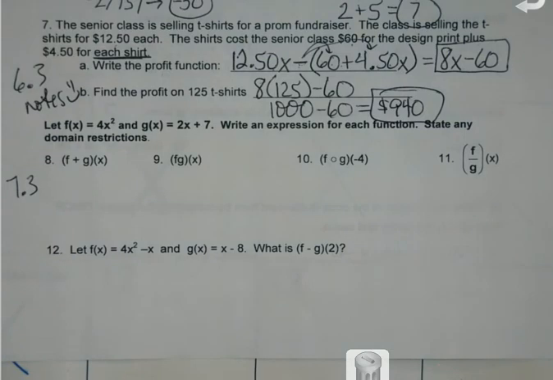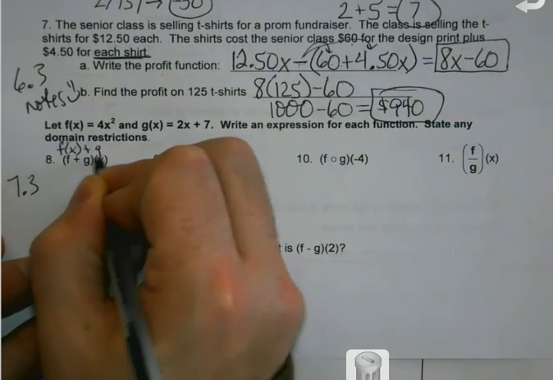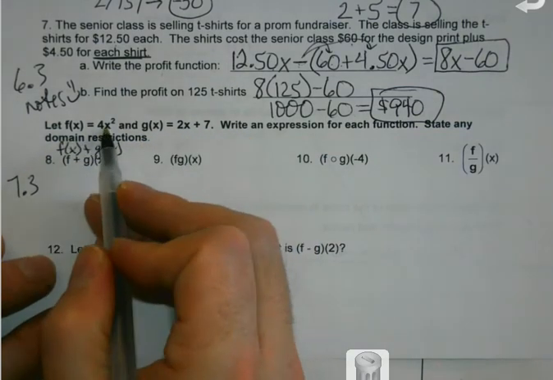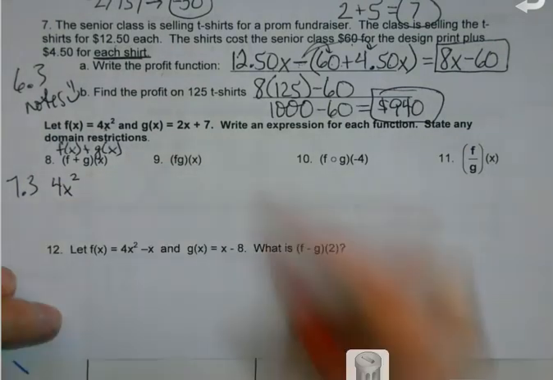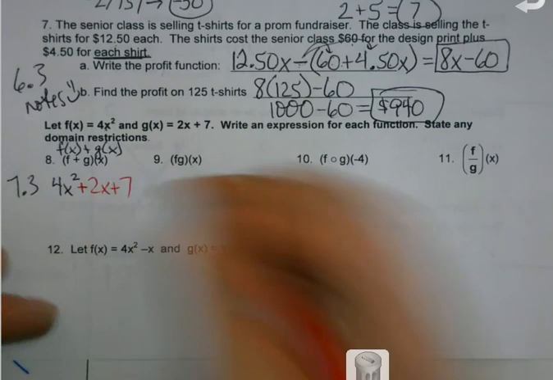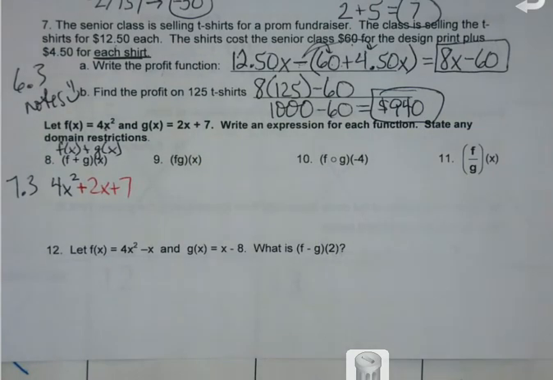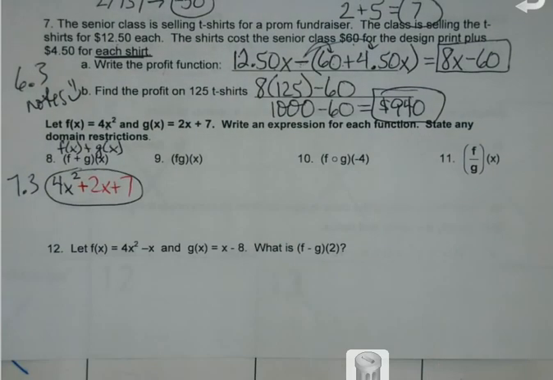And don't let this funky language complicate things for you at all. When you're looking at this, this is just saying take f of x and add g of x to it. In other words, f of x is 4x squared, and g of x is 2x plus 7. Now, if there were like terms, I'd combine them. But there aren't, so I won't.